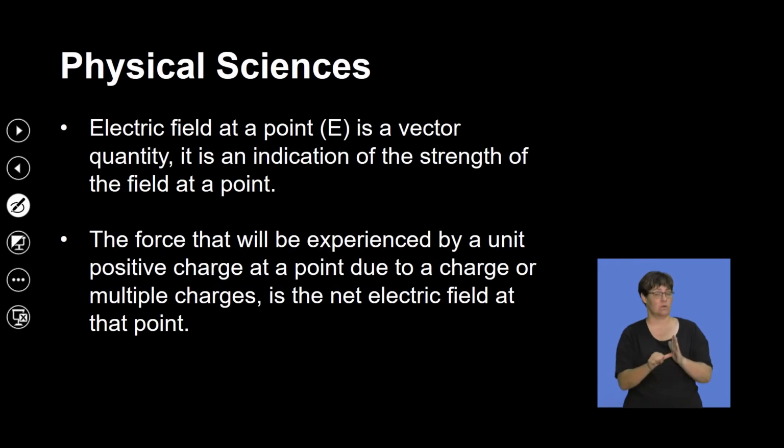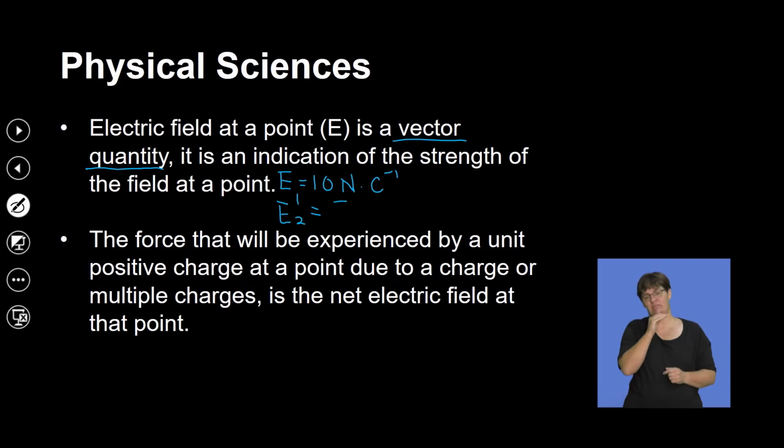Very, very important: the electric field at a point is a vector. That's the main idea. This is the science around it. Otherwise, what follows after that is just the maths in terms of the calculations. So E is a vector, an indication of how strong the field is at that point. Say, for argument's sake, we've got a point in an electric field with a magnitude of 10 newtons per coulomb. Let's say this is E1 at point 1, and then E2 at a different point is half that, which is 5 newtons per coulomb, whatever the direction is.